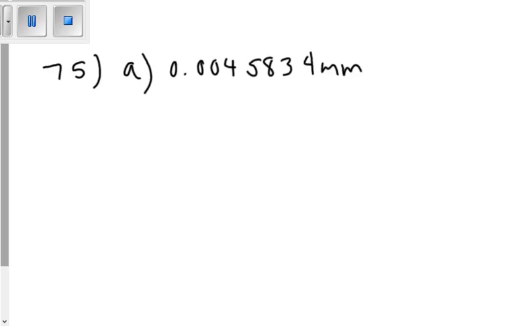So here we have a small number, 0.004583 millimeters, and we want to make that a number between 1 and 10. So with scientific notation, you always take your number and it has to be between 1 and 10. And the way we do that is by moving the decimal point over. So I'm going to move the decimal point over to the right, 1, 2, 3 spaces, and that gives me 4.583 millimeters. Now, since I moved it over, I guess I shouldn't have written millimeters there yet. Let me erase that. Okay.